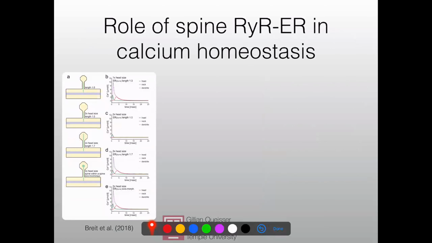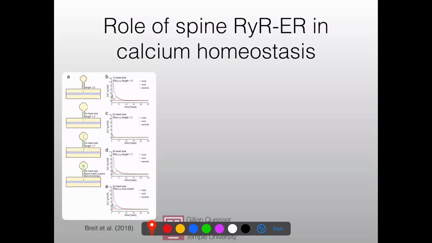Now, a last thing I wanted to point out is the question about spine head growth. Over time, spines adapt their shape and grow. And what happens under spine head growth to calcium signals? In particular, can a reorganization of the endoplasmic reticulum ensure calcium homeostasis in the spine head?